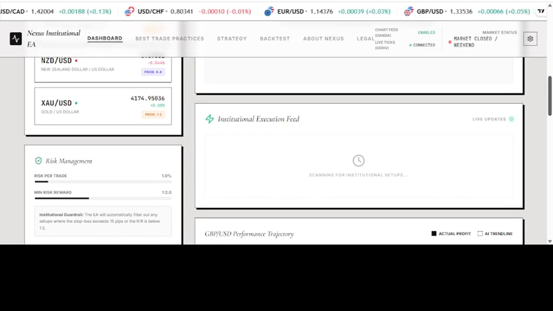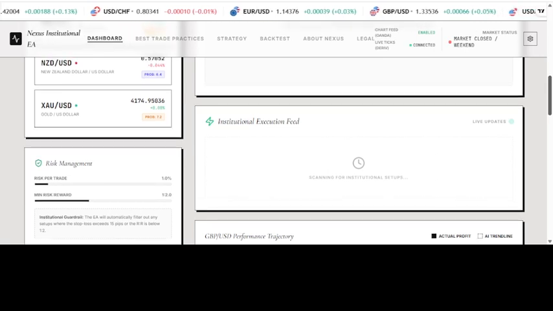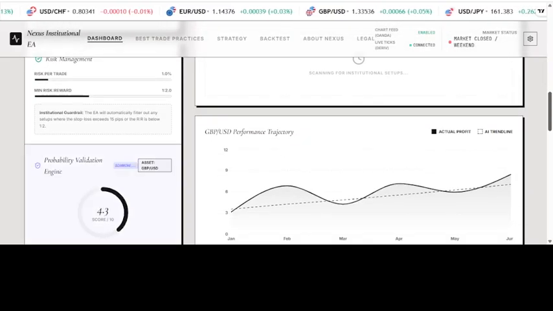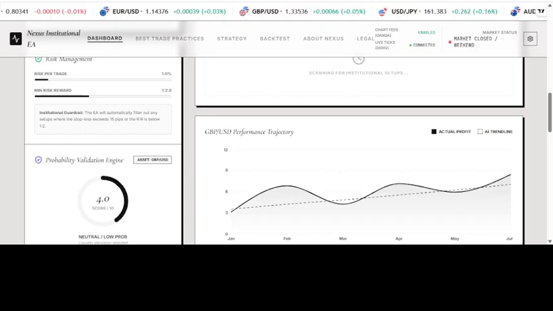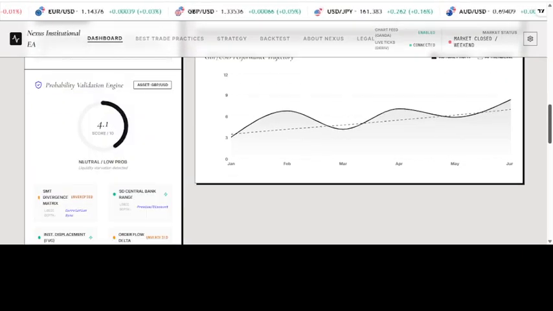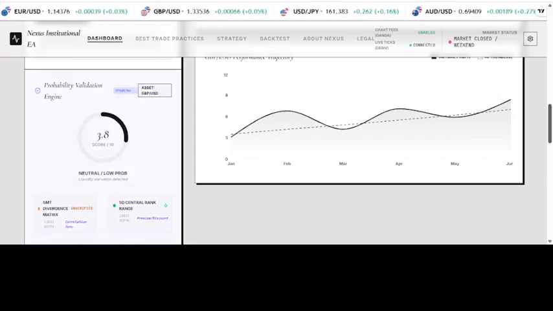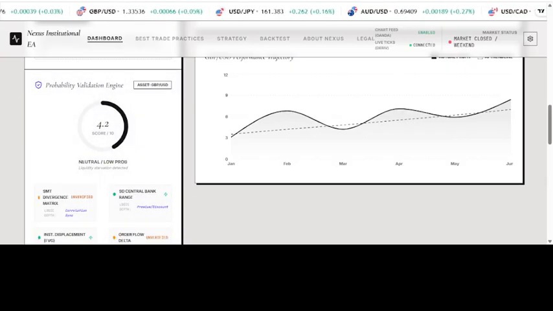This is not a scalping app. This is basically a day trading app, right? 1-to-2 risk reward. And here's the probability engine that I talked about. When the market is open, these numbers will vary.